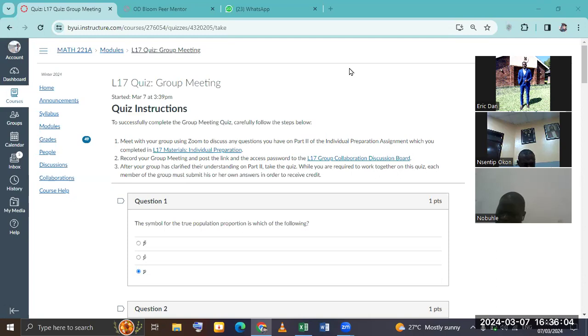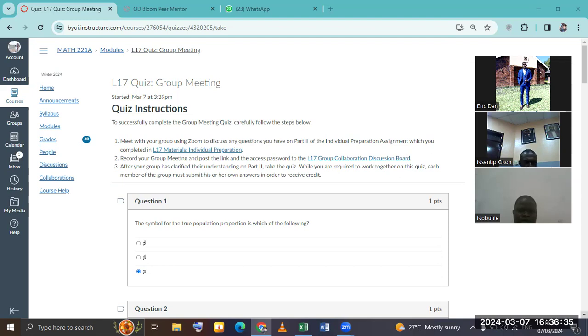Okay. So we can start with question 1. Question 1 says the symbol of the true population proportion is which of the following? I chose C, the last one. Okay. Right. Move on.